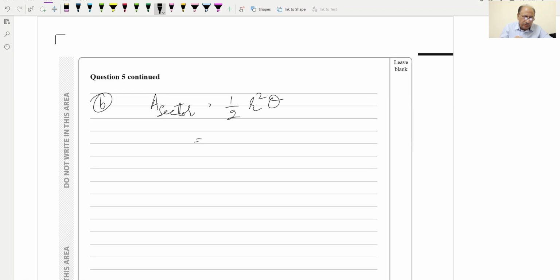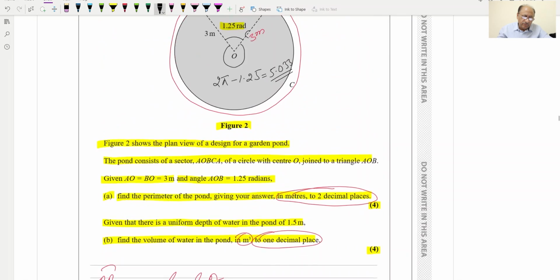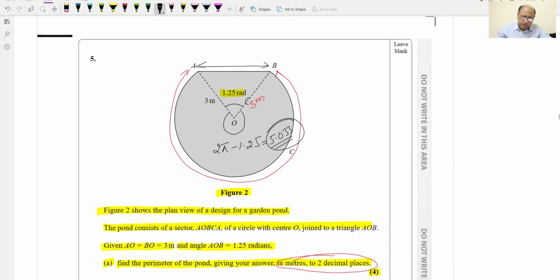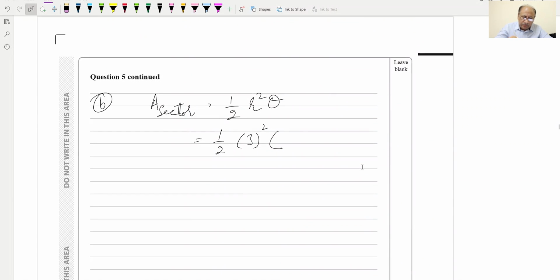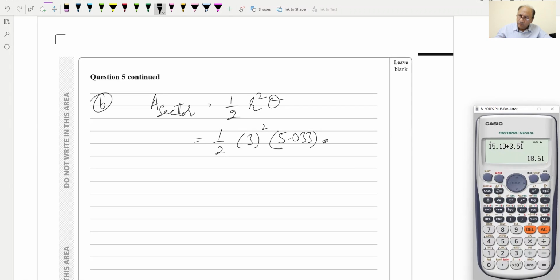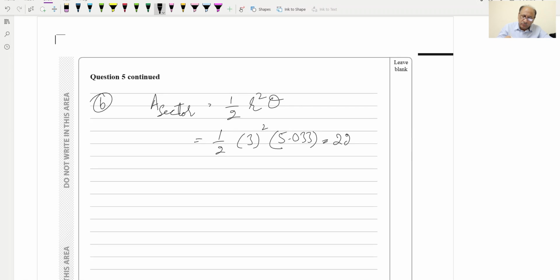This will be in radians, and 1 by 2, radius is r, so 3 squared, and theta we found, which is 5.033. So the angle we will be taking is 5.033, and this will be equal to 0.5 multiplied by 9 multiplied by 5.033, and this will be giving us 22.6485, and this will be area in meter square.